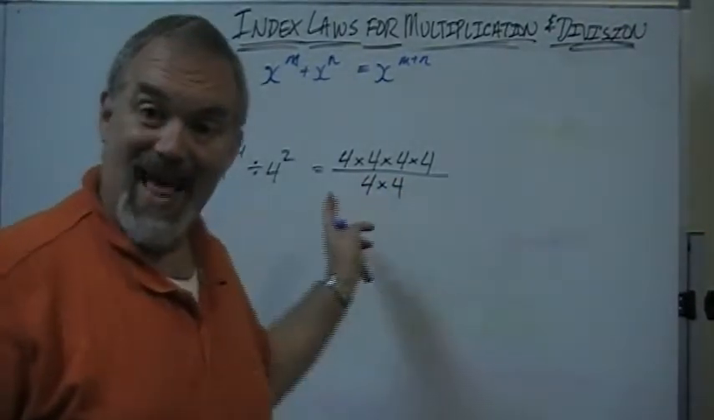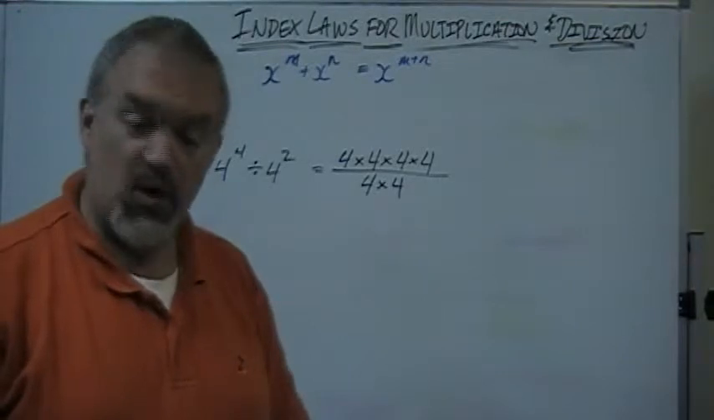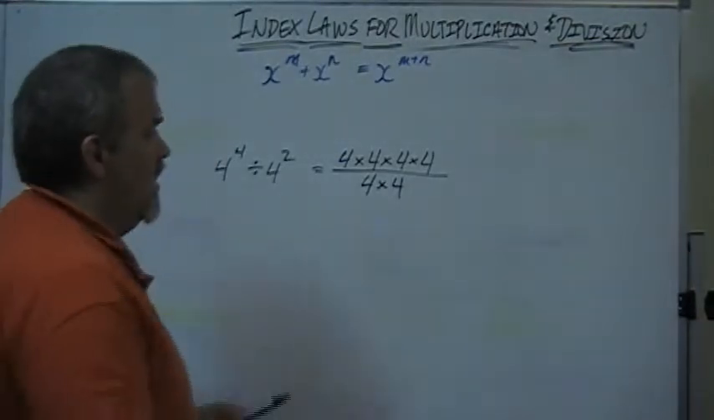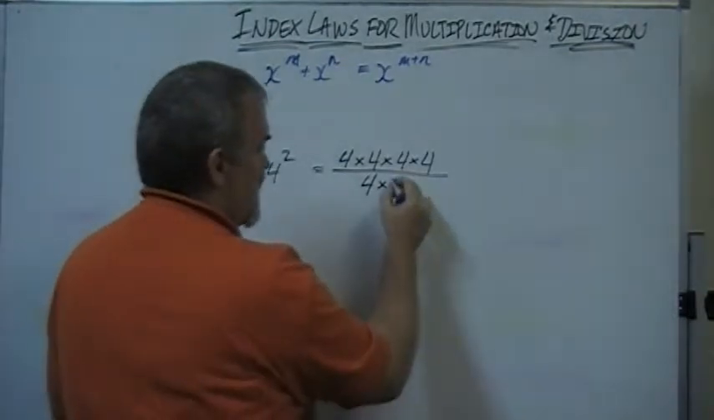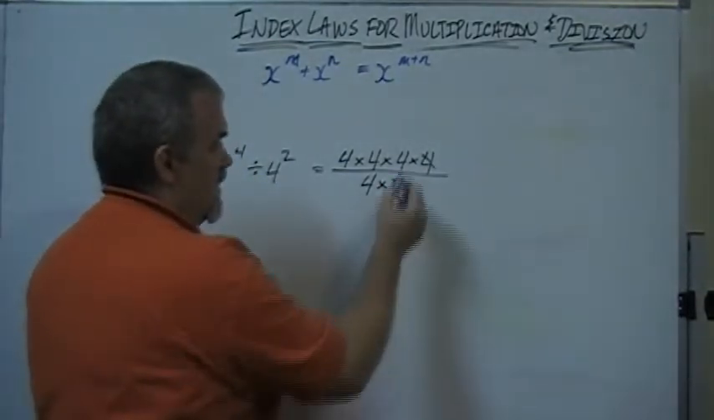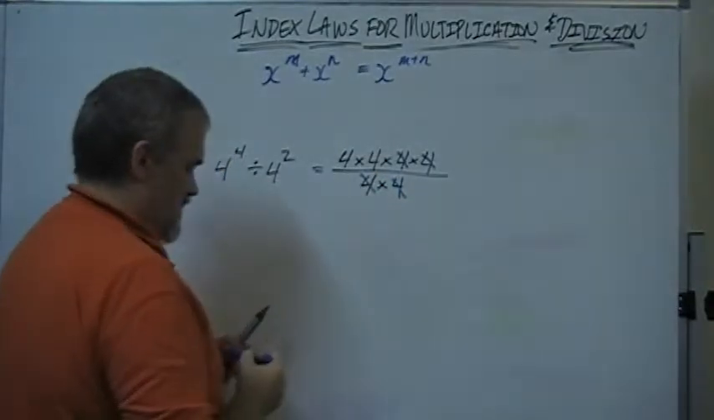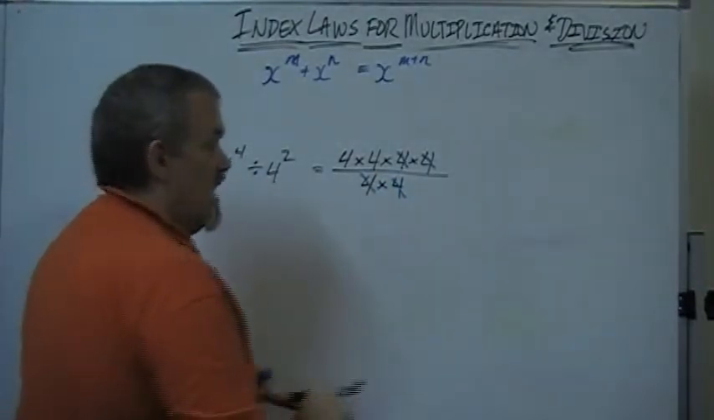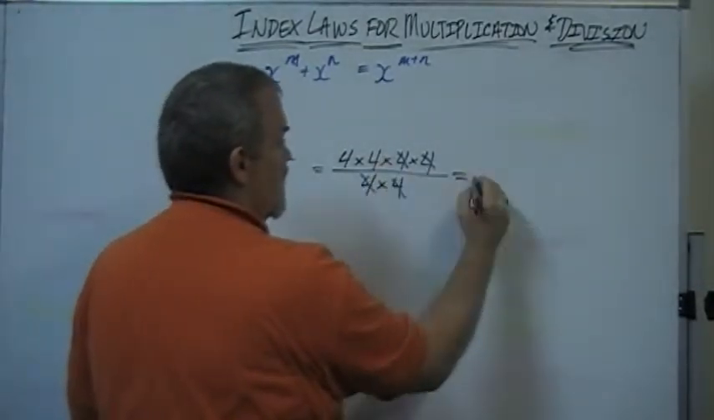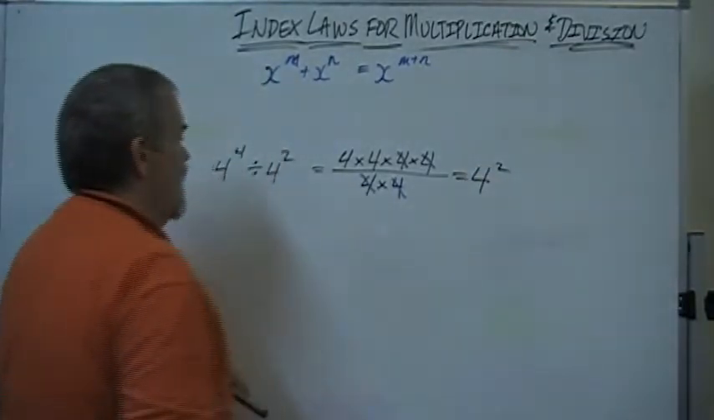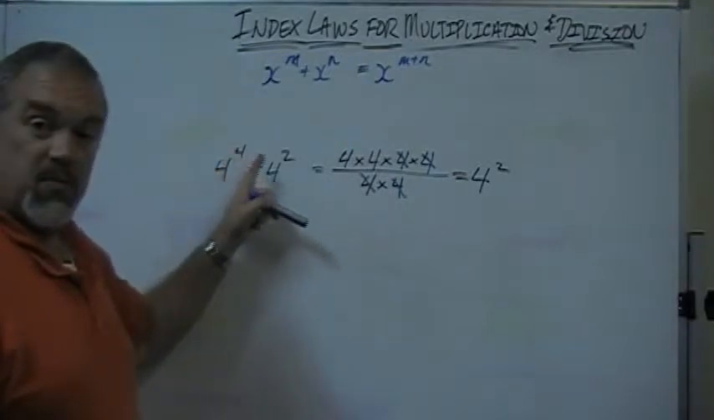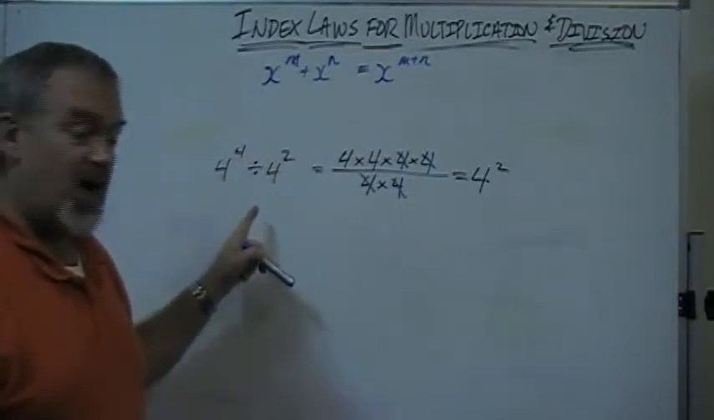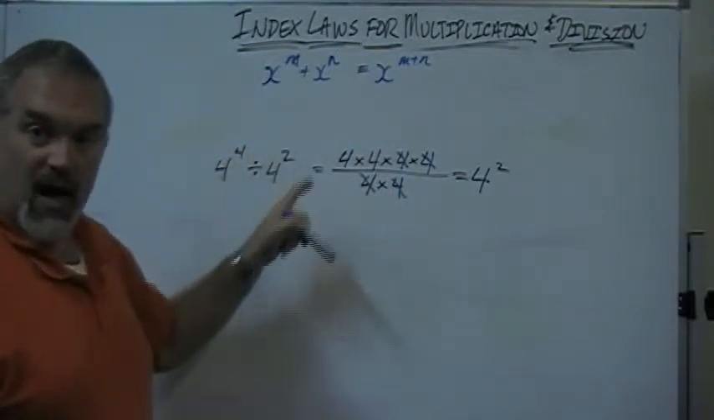Now, if we had that big expanded fraction, what could we do with it? Well, 4 divided by 4 is just 1. So in other words, these would cancel each other out, and these would cancel each other out. And what would I be left with at the end? I would just have 4 squared. Now, if you look back at this, you would realize that it's 4 minus 2, not 4 plus 2, because we divided.